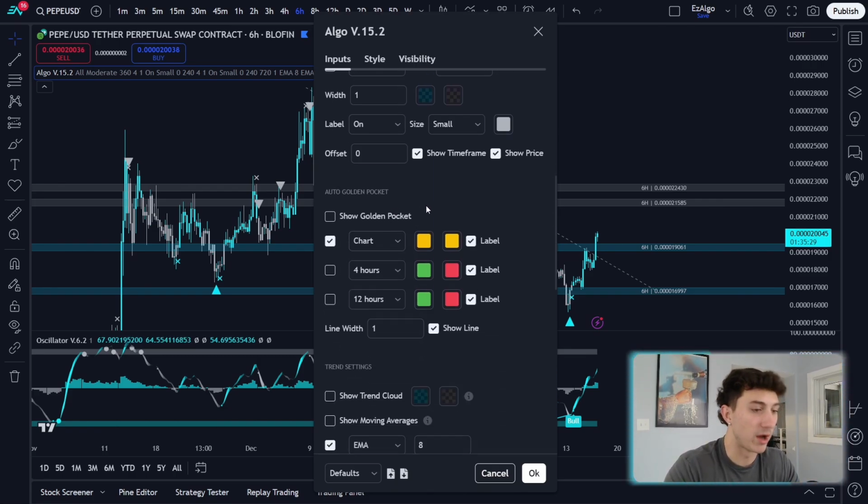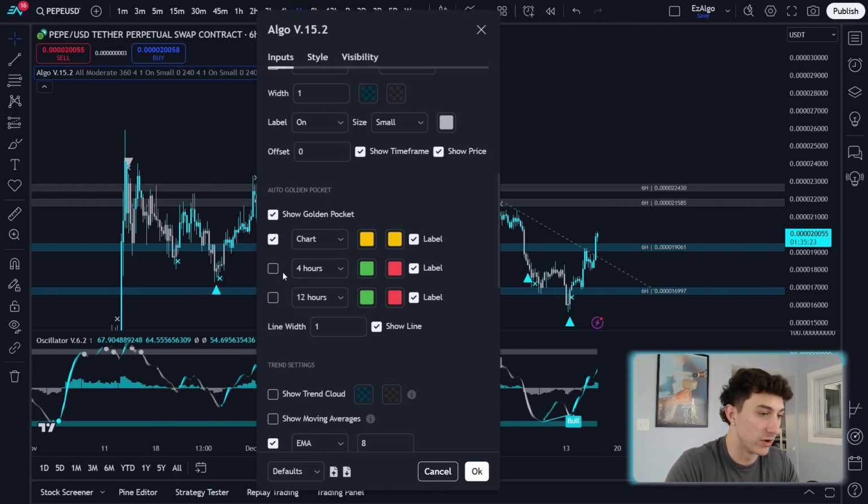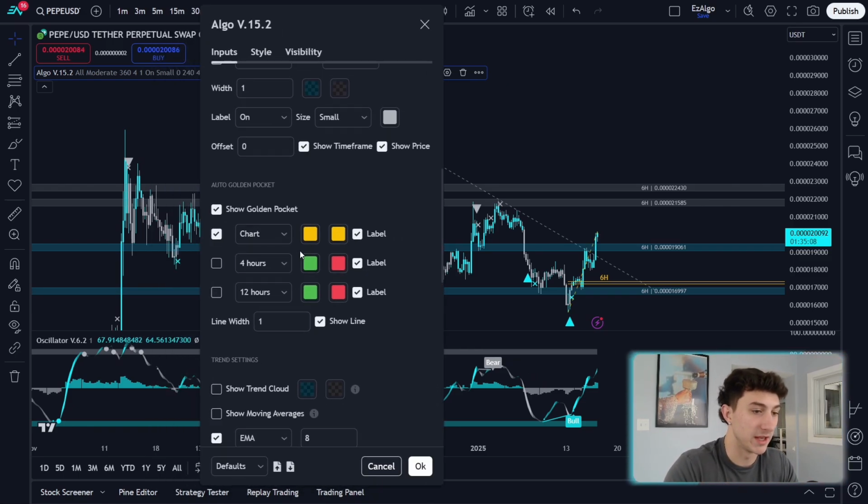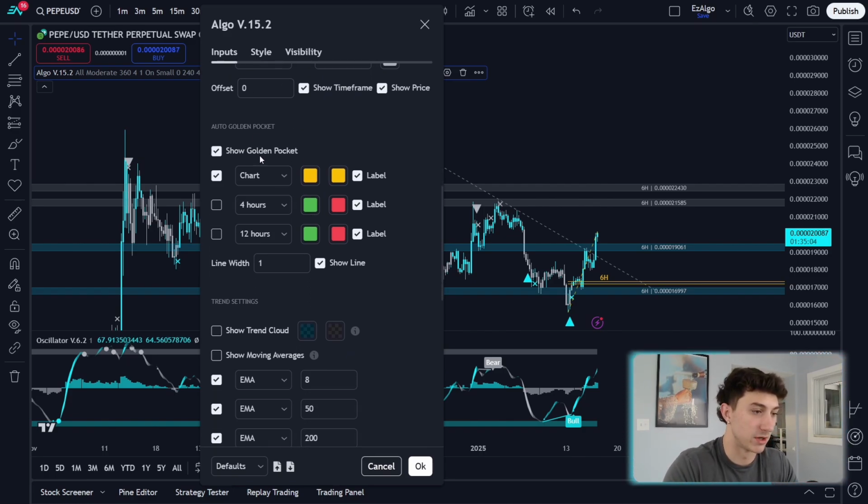Going down to the golden pocket, if you don't know how to draw the golden pocket for yourself yet, definitely toggle this on. I think this is good to have. If I toggle that on, you'll see in 1 second. Boom. We're at the 12-hour bearish golden pocket, and we have our 6-hour bullish golden pocket. I know how to draw these levels personally, so I have no need to toggle it on the indicator, but again, we'll leave it on. If you don't know how to draw these levels, they're very important, so keep that on.